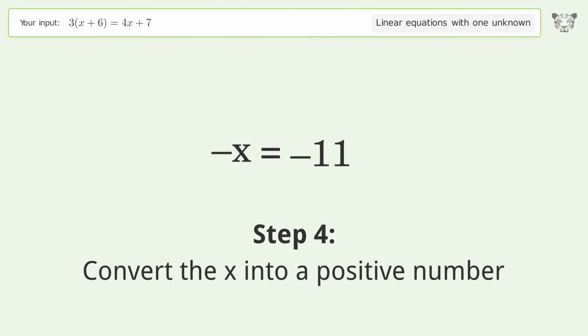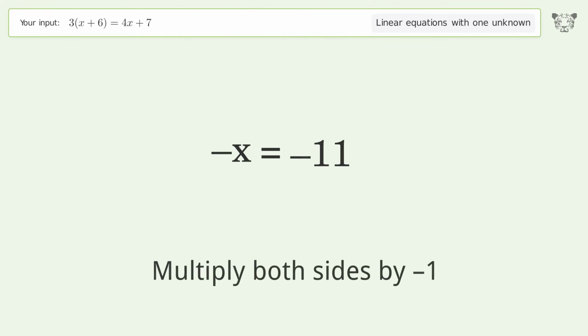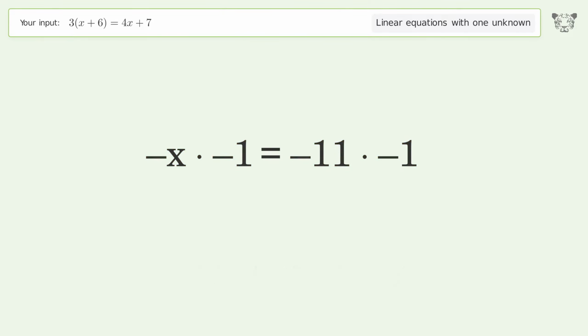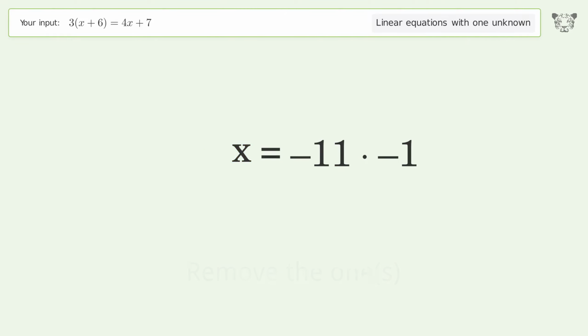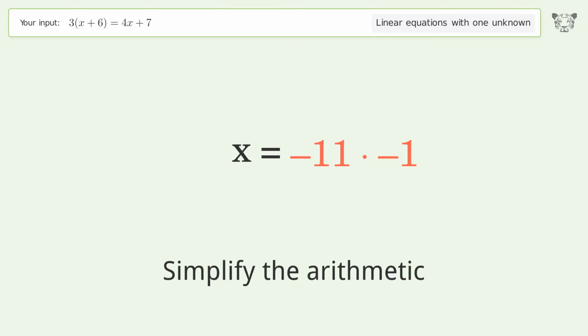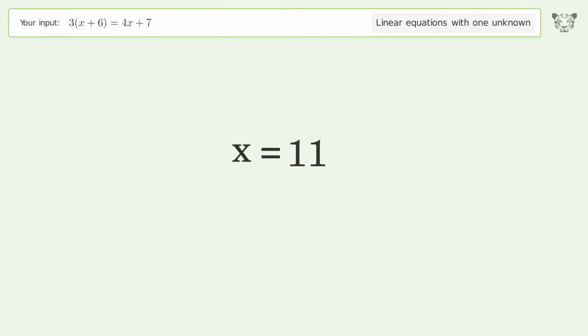Convert the x into a positive number. Multiply both sides by -1. Remove the ones. Simplify the arithmetic. And so the final result is x equals 11.